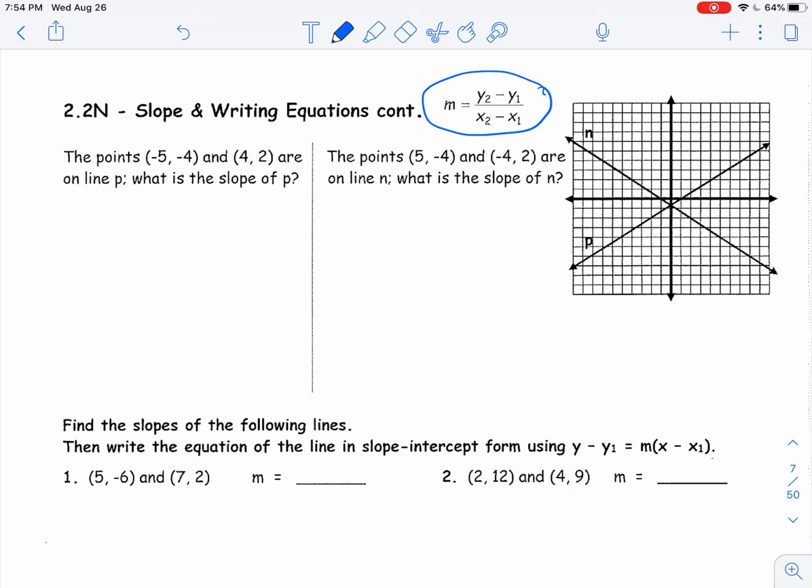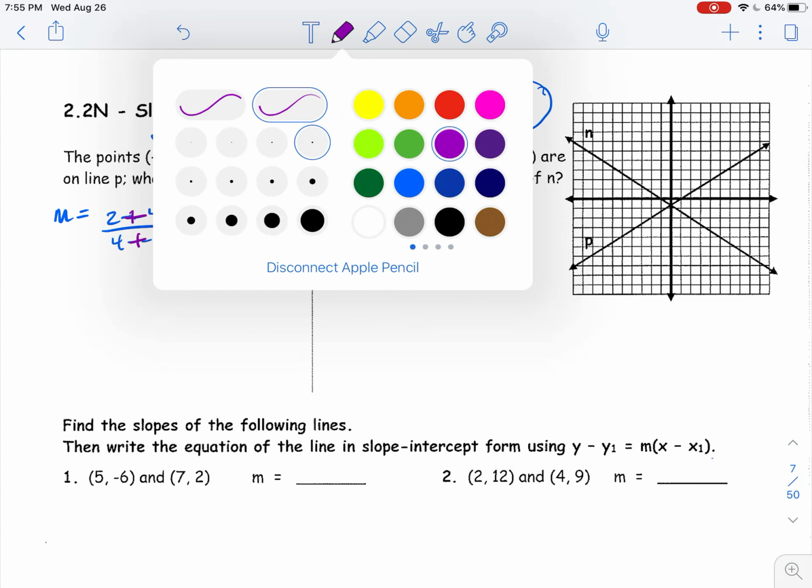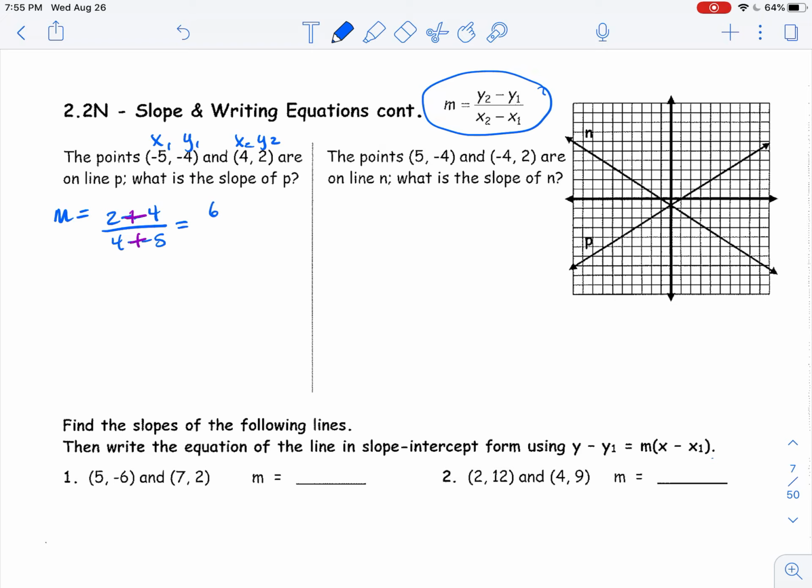So if we're given the points (-5, -4) and (4, 2), and these points are on line P, what is the slope of P? So I'm going to go ahead and identify this is my first x and my first y, this is my second x and my second y. And if I just simply plug it into the formula, double negatives are going to make plus signs, so be careful with that. And this is going to give me 6 over 9, and if I want, I can go ahead and reduce that to 2 over 3.